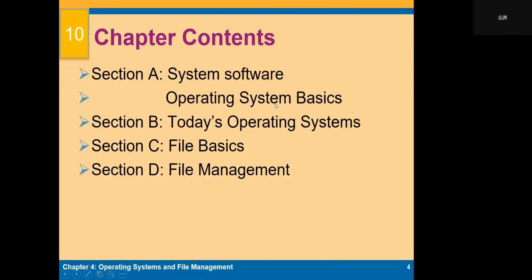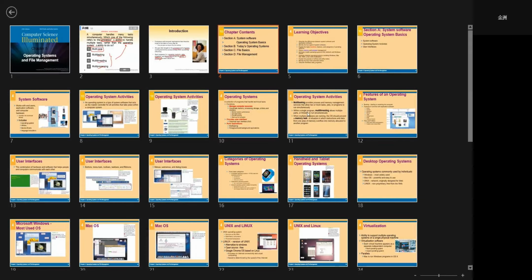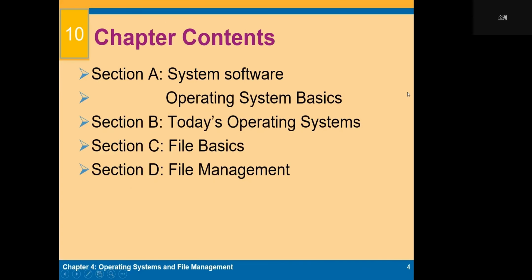Okay, so today's chapter contains 4 parts. In the first section, we are going to learn about the system software, which we mainly refer to as the operating systems. And then we are going to talk about several of today's operating systems, like the Mac operating system, like Windows, like Linux or Unix. Then we talk about the file management, including the file basics and the file management.